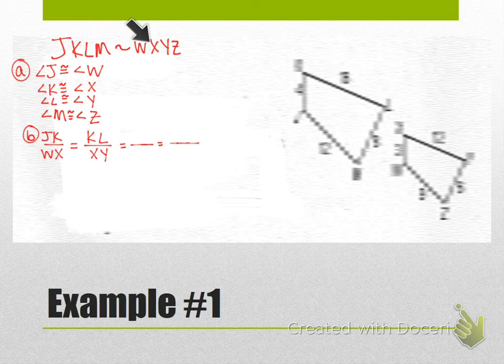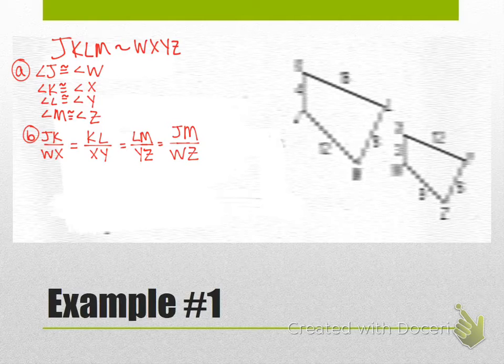First 2 letters matched up with the first 2 letters. Middle 2 letters, middle 2 letters. So the next one would be side LM compared to YZ. And the last one, JM compared to WZ. So we haven't even used the figures they gave us yet. All we had to use was the statement of proportionality or similarity from above. Questions, concerns?